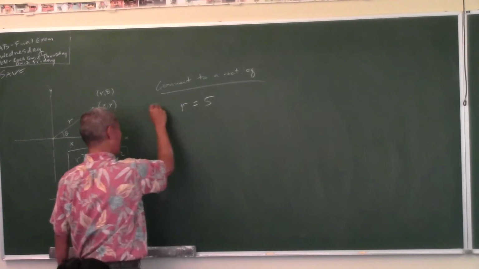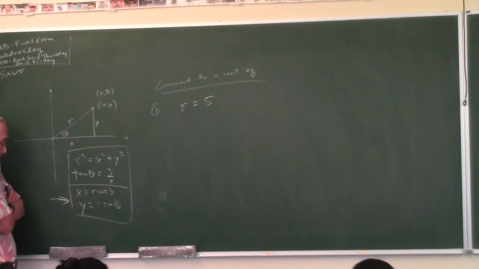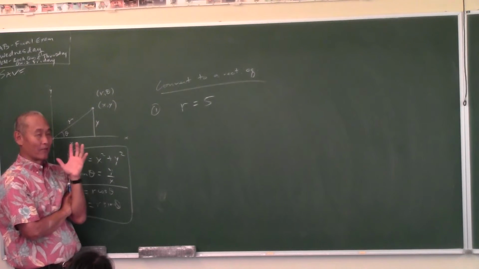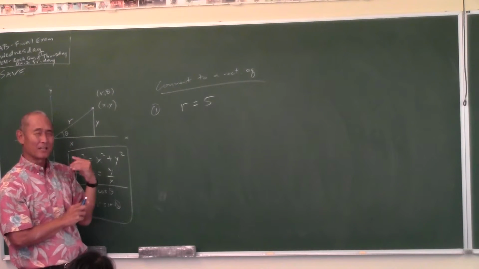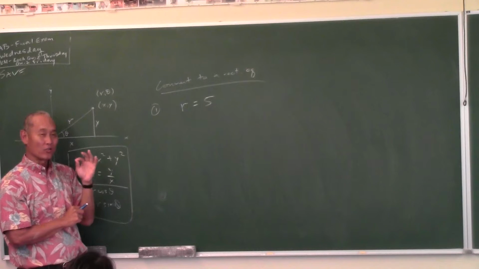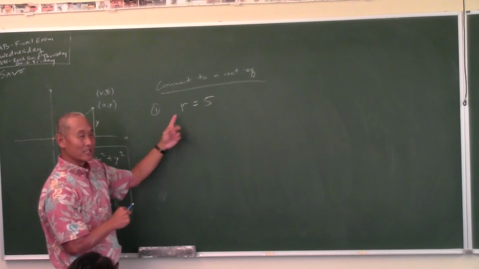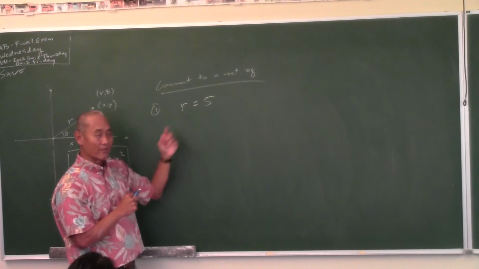Example 1. Now, forget what the equation is. Can you just think of what the graph looks like? What does r represent again? How far you are from the origin, or the pole. So think about it. The distance from the pole is always 5 units.